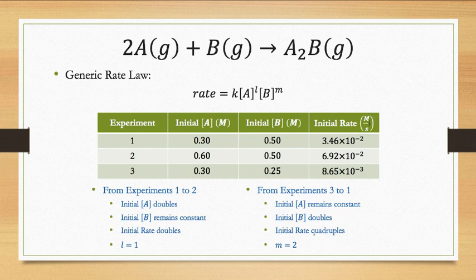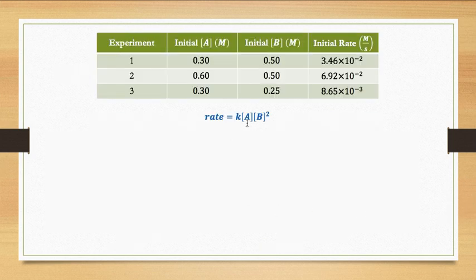So that's indicating that M has a value of 2. This exponent here is 2. Because if I double B and keep A constant, I get 4 times the rate. So in order for that to happen, the 2 that I'm multiplying B by has to be squared to give that quadrupling in the rate. So now we have a little bit more information filled in here. So we have rate equals K times A times B squared, but now we want to figure out K again.